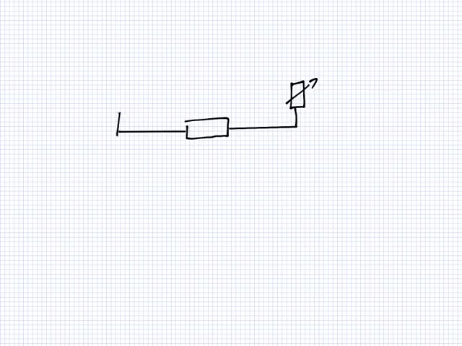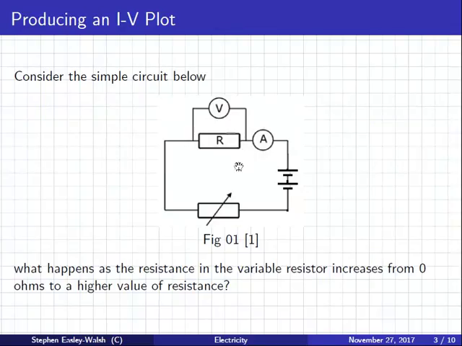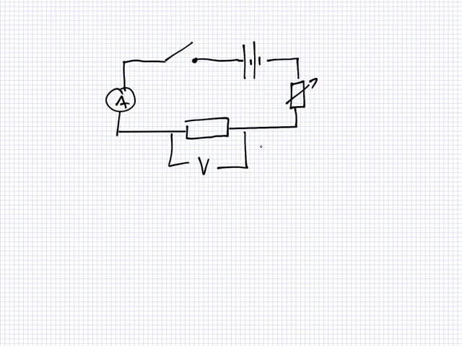And I'll put my ammeter here. I'll put my voltmeter here. And I should have a switch, shouldn't I? It's the same thing. You have the voltmeter on the resistor with the ammeter and the power and the variable resistor. I just did it upside down. Anyways, let's have a look here at what happens.